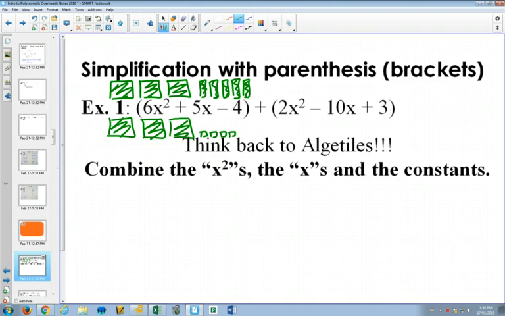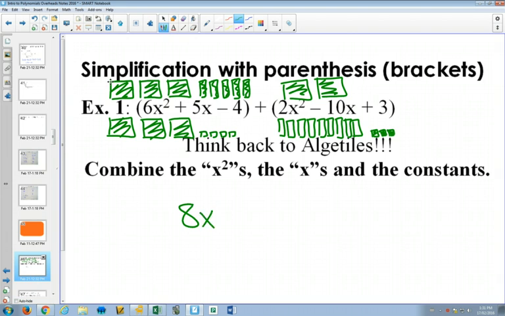In our second set of brackets, we've got 2x squareds shaded in, minus 10 x's, plus 3. If you put both of those together, what would you have? How many x squareds do we have? 8. We'd have 8x squareds.